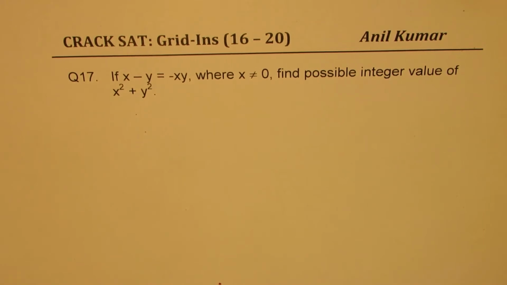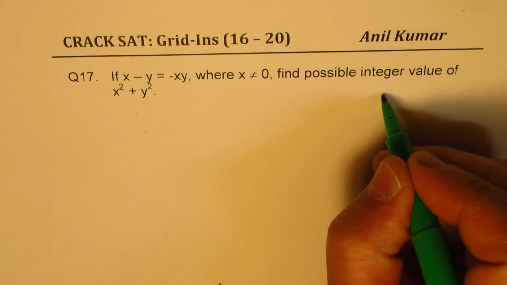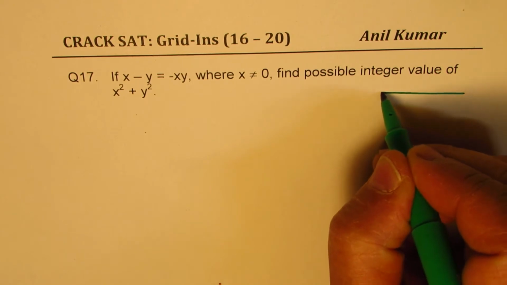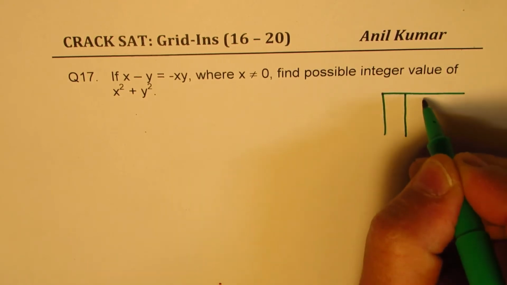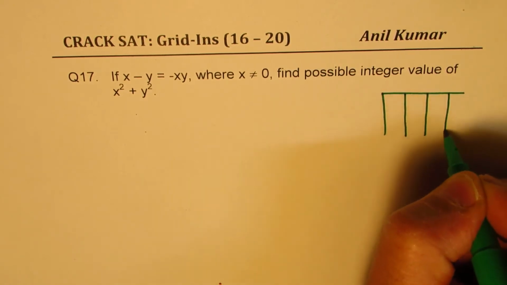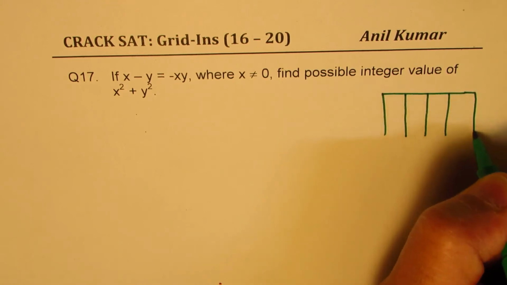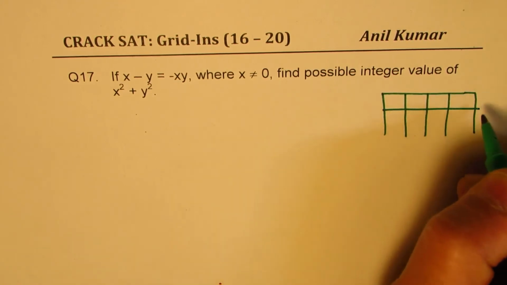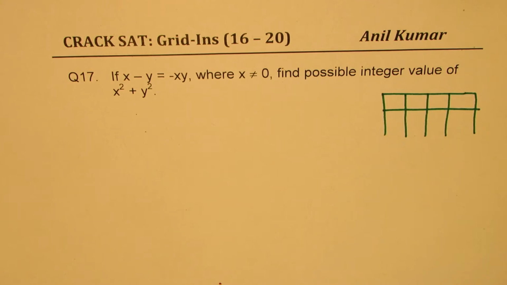Now, when we say grid-ins, we are looking for you to write down the answer in a format which is kind of like this, right? We'll just keep it simple. We'll just make the top line 4 places. So you have to write down your answer in these 4 places. All should be non-negative numbers, right?